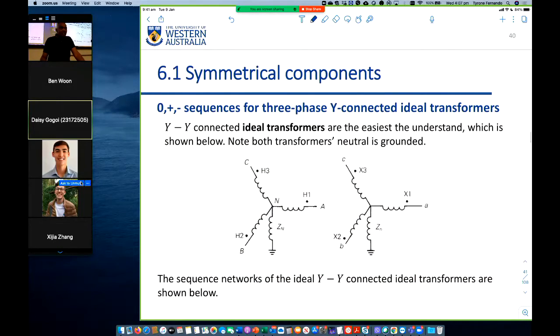So what we have done, we've looked at sequence circuits for generators, for motors, for star connected loads, delta connected loads, and series impedances. We've considered the sequence circuits, and now we are going to look at how we draw the three separate sequence circuits for transformers, right? Because there could be transformers in a network.